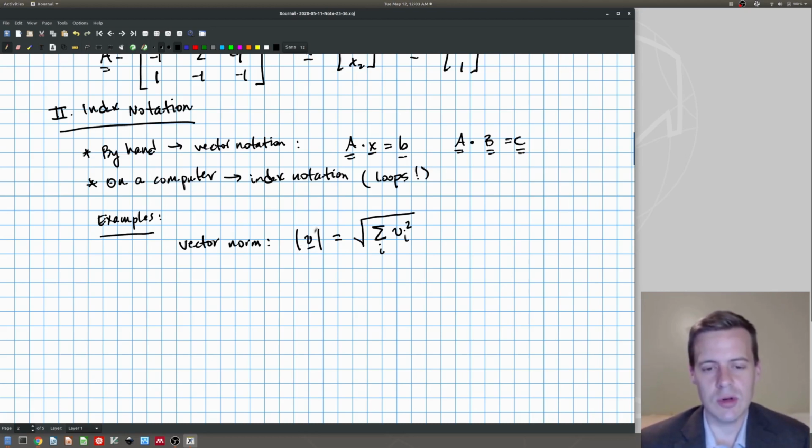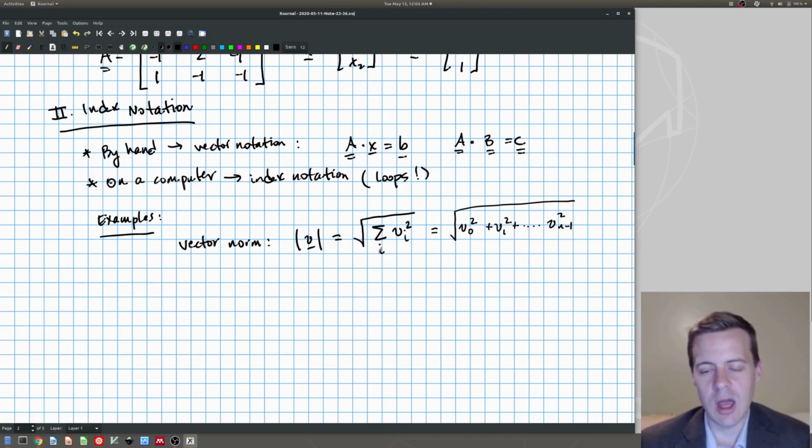So the vector notation is the shorthand. It's really easy when you're writing it by hand, but writing it out in index notation is harder. So now what does this one mean? This means I would have v0 squared plus v1 squared plus, all the way to v n minus 1 squared. I'm adding all those up, and then I take the square root of all of them. So the index notation is shorter than writing it all out.